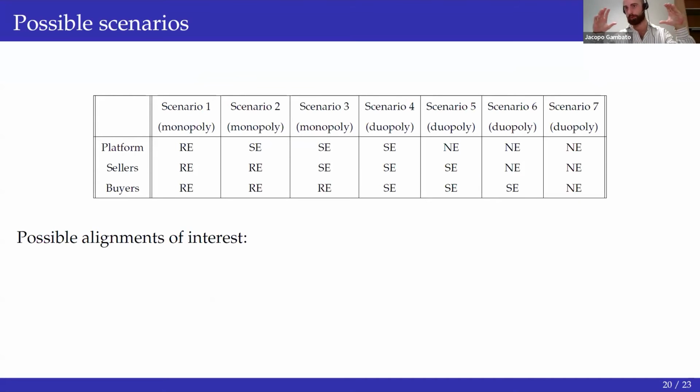So we can put all of them together and see all the possible alignments of interests. As I mentioned, there are cases in which the platform naturally selects the same disclosure regime that both consumers and sellers would select. Depending on the combination of which kind of competition takes place on the platform, the fee, the gains from trade, and how easy it is to attract the two sides, they can align on rich evidence, simple evidence, or no evidence.